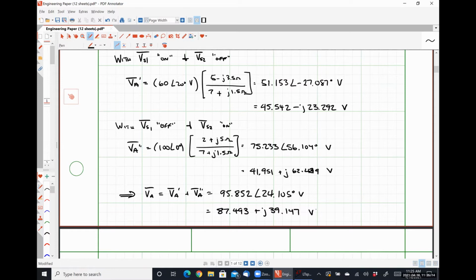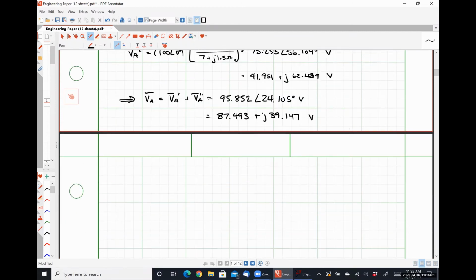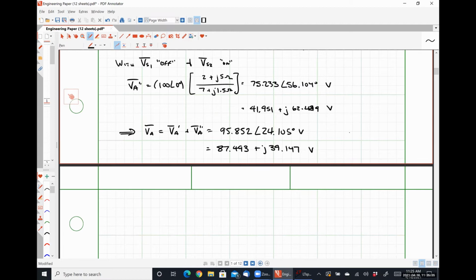No. What else do I need to do? You have to transfer back to the time domain. Exactly right. So way up here, we are asked to find the time domain signal VA as a function of time. We have our frequency domain representation. How do we convert it back to the time domain? Our magnitude is 95.852, cosine where omega was 50. All right, so omega t plus our phase angle, 24.105 degrees. Volts.